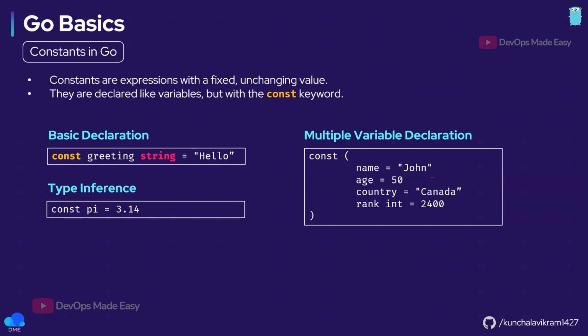If I say x equal to 10, by default it is a variable. But if I say const x equal to 10, it is a constant, which means if anyone tries to modify that variable, your program will throw an error and fail.